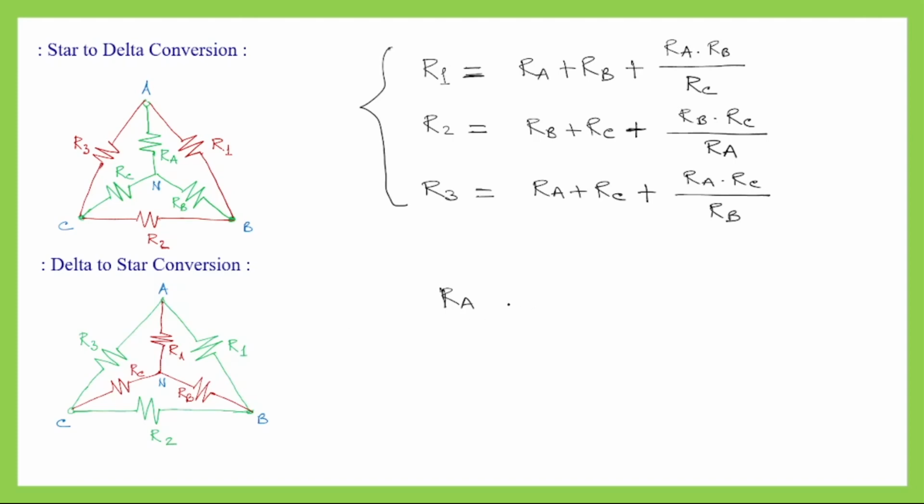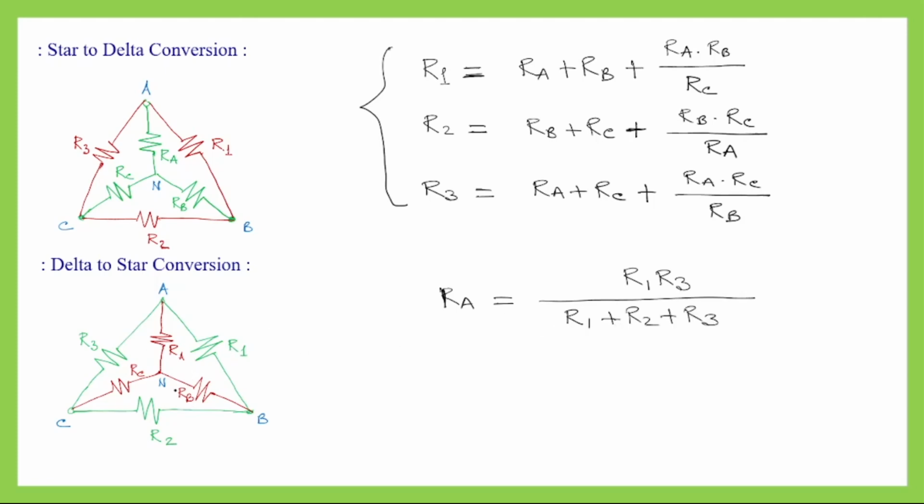So RA will be, again I am not going by the derivation, I am writing the final relationship of formula. So RA will be, in this case, the resistances that we have on both the sides of that resistor. Here in case of RA, they are R1 and R3. So the formula will be R1 multiplied by R3 divided by the summation of all the three resistances that we have in that delta connection. That means R1 plus R2 plus R3.